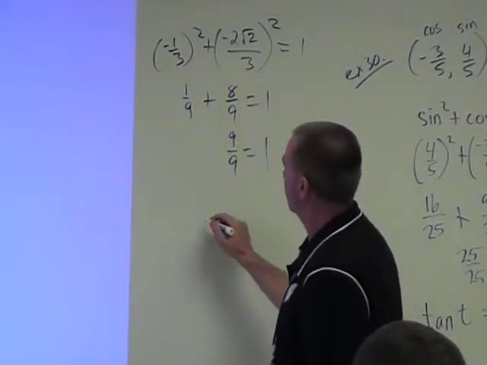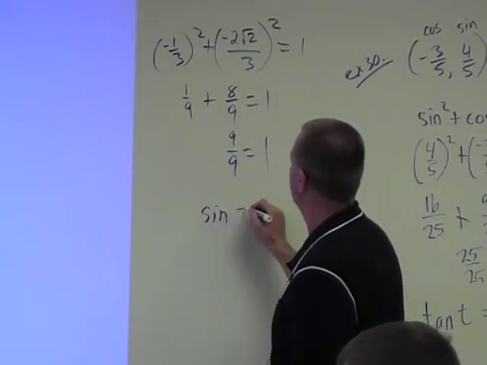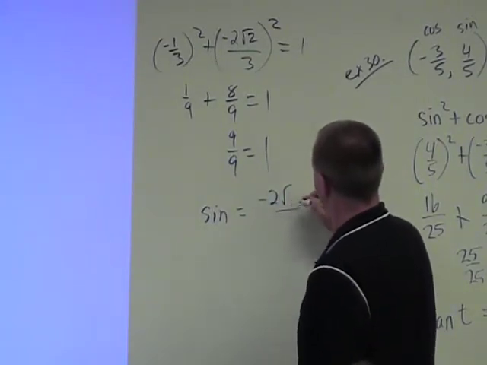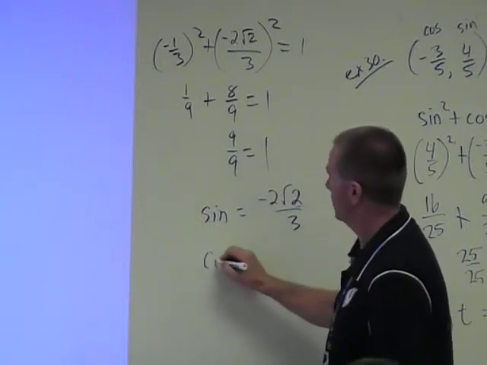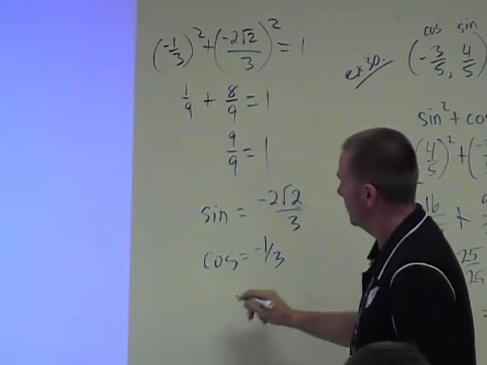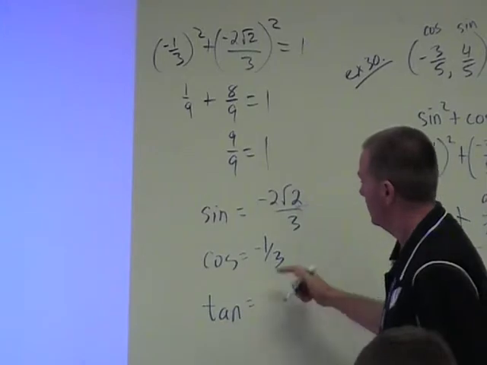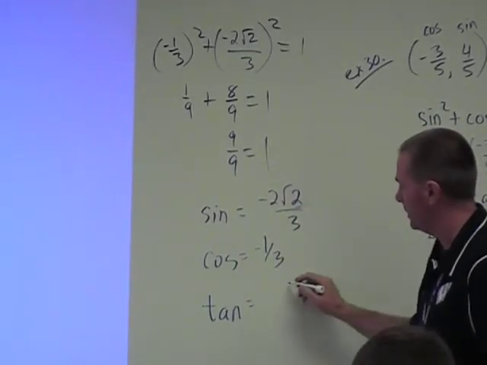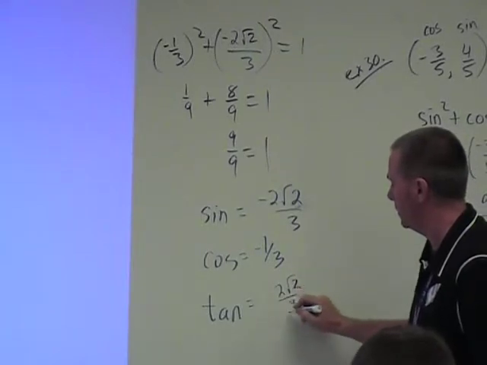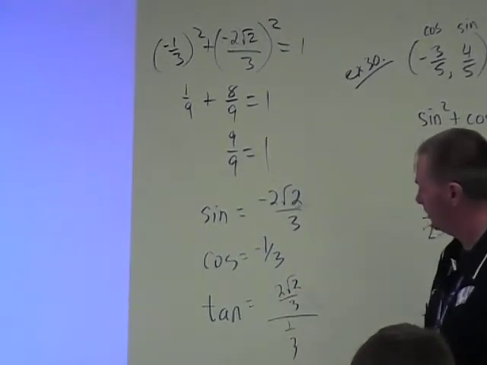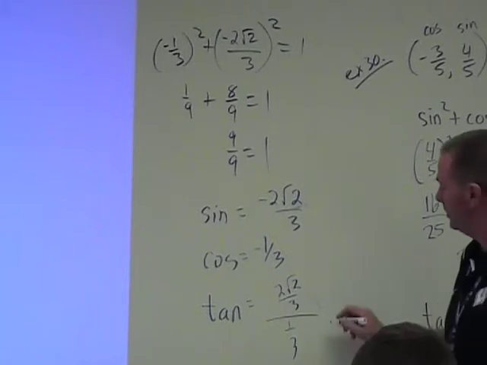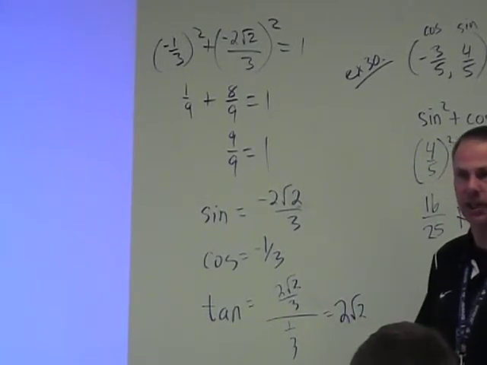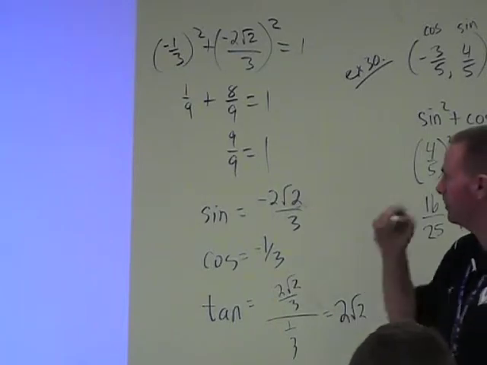Alright, so this is it. So your sine is -2 radical 2 over 3. Your cosine is -1/3, and your tangent is sine over cosine. So negative over negative is positive, 2 radical 2 over 3, and 1 over 3. The 3's are going to cancel. Your answer is 2 radical 2. Is that what you got?